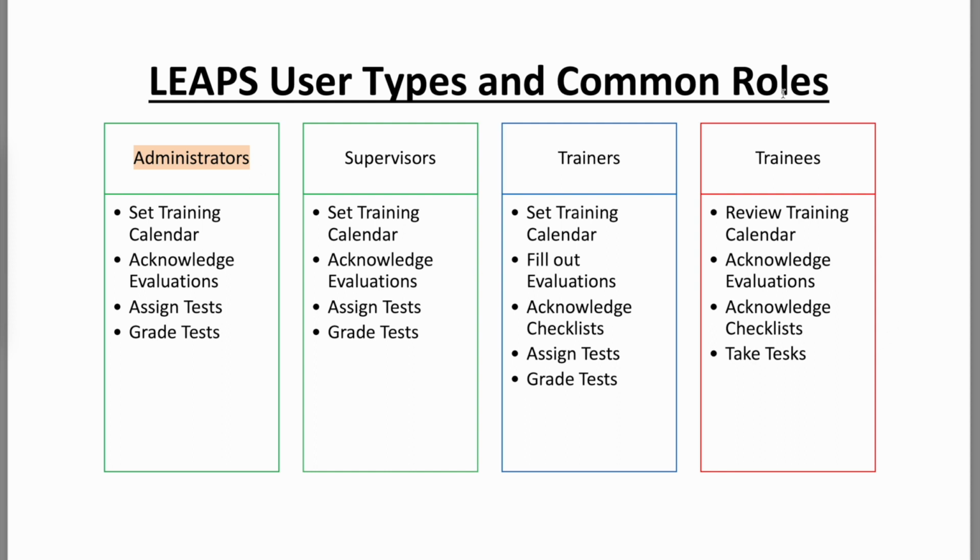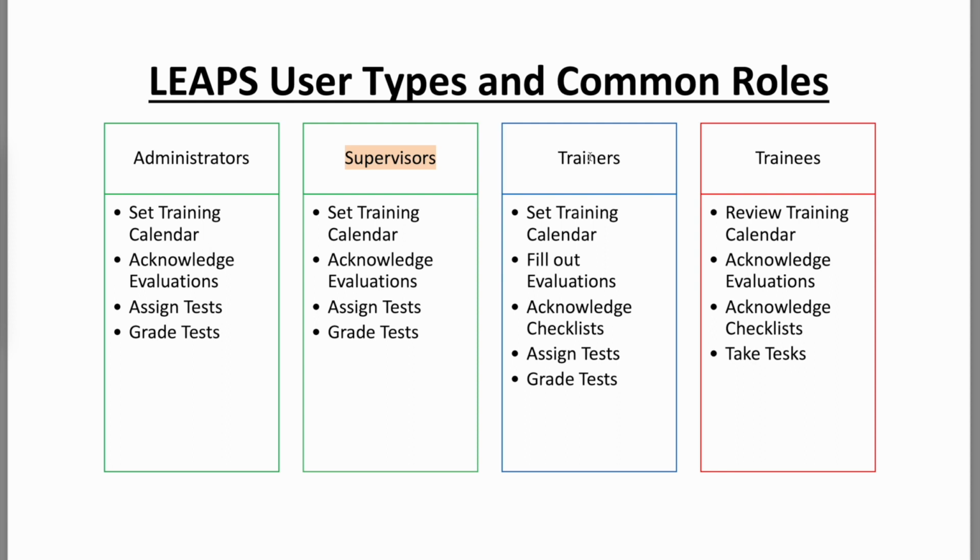administrators. So we know who the trainees are. We know the trainers are the FTOs, the ones working with them daily to get through the training program. The supervisors are a level above the trainers, and the administrators would be a level above our supervisors. So this most often comes in as an important thing when it comes to evaluations and the acknowledgement of evaluations.